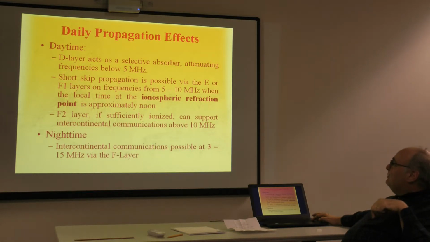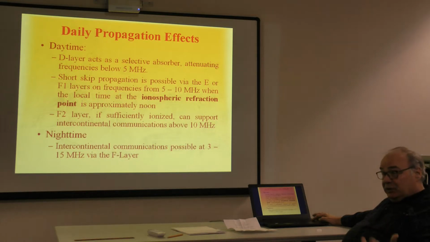Short skip propagation is possible via the E or F layers on frequencies from 5 to 10 megahertz when the local time at the ionospheric refraction point is approximately noon. But the F2 layer, if sufficiently ionized, can support international or intercontinental communications above 10 megahertz, basically 24 hours a day and through the night. And here, again, we're talking in the frequency range of about 3 to 15 megahertz via the F layer.